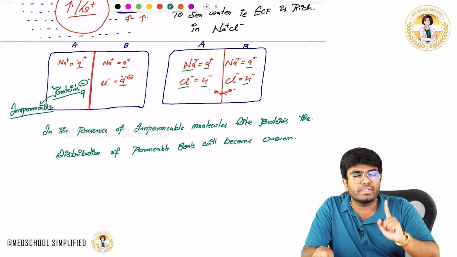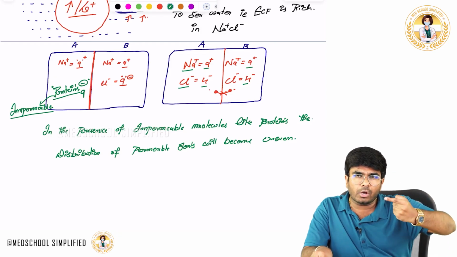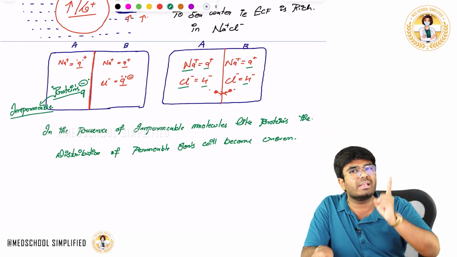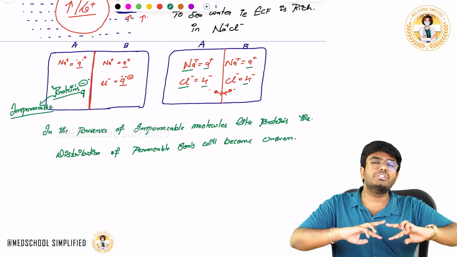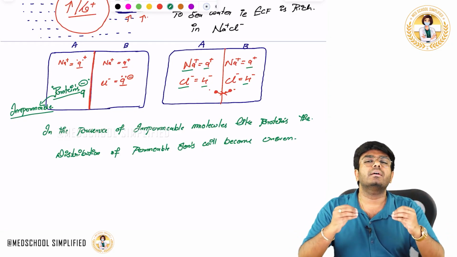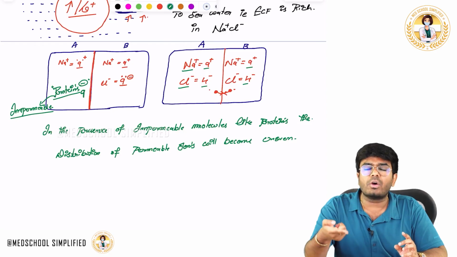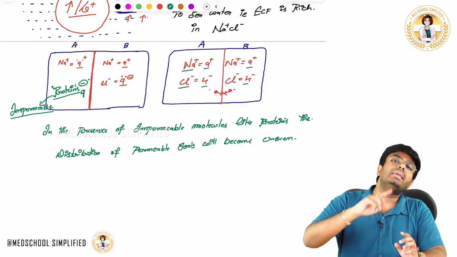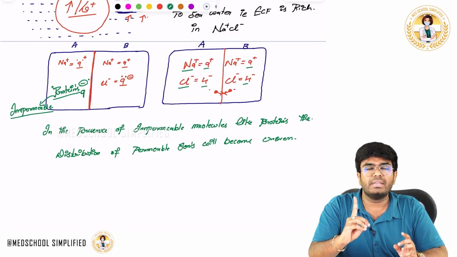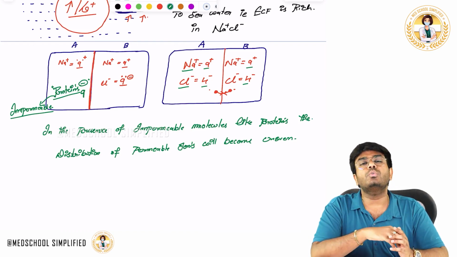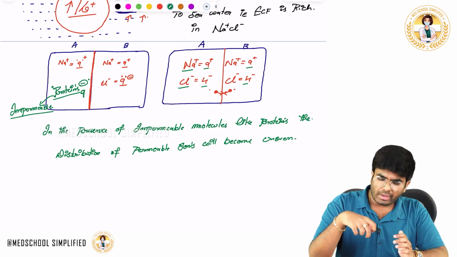From the beginning I am telling you this. Across the cell membrane, due to Donnan's effect, the distribution of ions will be uneven. The concentration of ions outside the cell and inside the cell is not even, it is uneven. That is due to Donnan's effect. I will explain it to you.